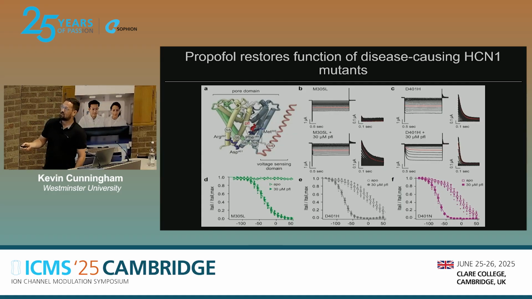We also looked at 2 other mutations, so D401H and D401N, which have a less severe phenotype because they partially close, but they're more readily open than the wild-type channel. And again, what we saw when we applied Propofol, we got that restoration of channel closing to a near wild-type state. So we were all excited, what's going on?